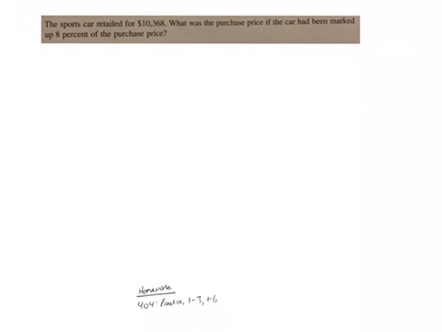Let's do one more just for fun. It says the sports car retailed for this price. What was the purchase price if the car had been marked up 8% of the purchase price? So it says the sports car retailed for this. So we have selling price, which is this, equal to the purchase price plus the markup, which we said was 8%, 0.08 of the purchase price.